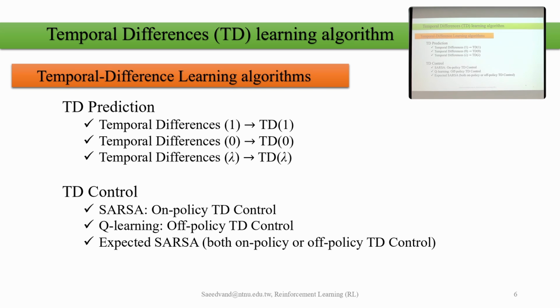On the other hand, we have TD control, which are very handy and useful techniques to solve reinforcement learning problems. We also have famous ones, like SARSA, which is on-policy TD control. We have Q-learning, off-policy TD control. And we have expected SARSA, which can be either on-policy or off-policy. What are on-policy and off-policy? I'm going to clarify that 100% in the next chapter, where we are going to talk about these three.